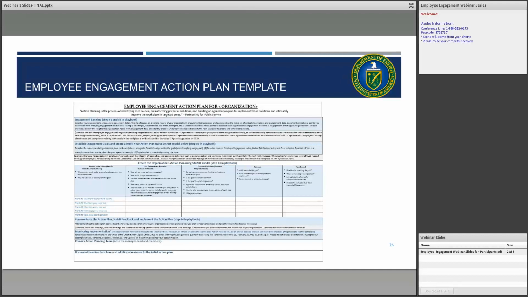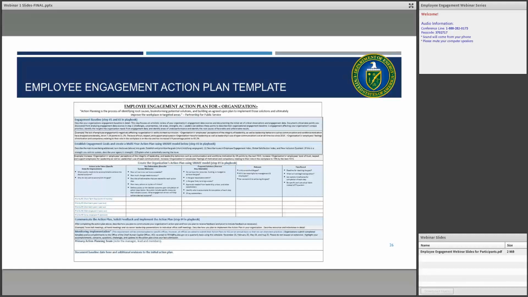Step 3, establish your goals and create the action plan, which is what the template allows you to do. Step 4, communicate the action plan. And that's where managers and supervisors sit down with their employees and the staff and talk through the action plan so that the action plan is able to get built so it can go forward. And finally, implementing the action plan. The implementation is the day-to-day building of the action plan, the day-to-day implementation, the day-to-day strategies that are used to go forward with this action plan.